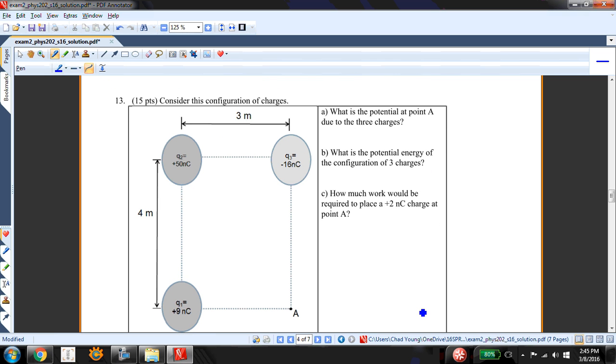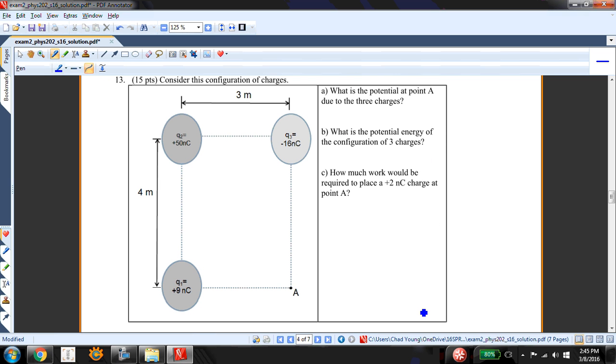So consider this configuration of charges. What is the potential at point A due to the three charges? And then how much work would it be to take a charge and put it right here? First thing we want to do, let's just recognize that this distance here is 5 meters. Excuse me, not that distance. We'll need that distance later. But let's recognize that this distance is 5 meters. This is 4 meters. This is 3 meters.